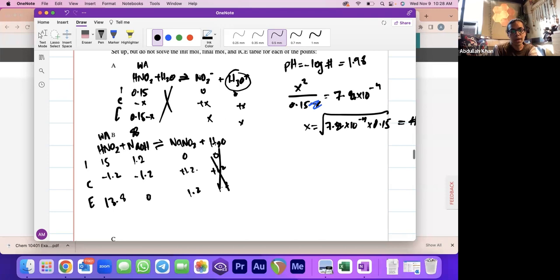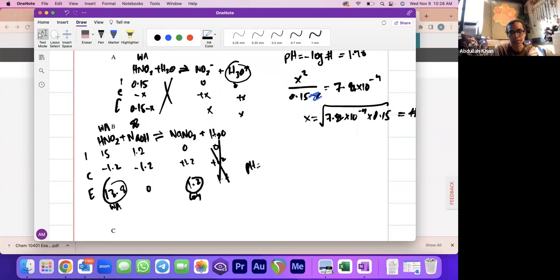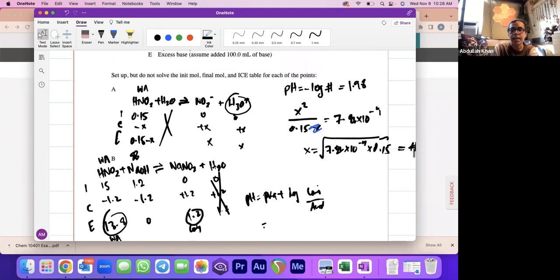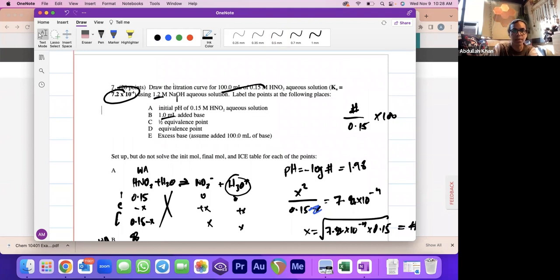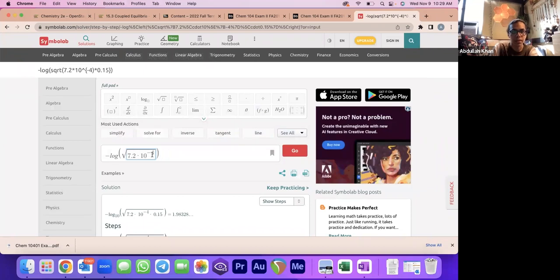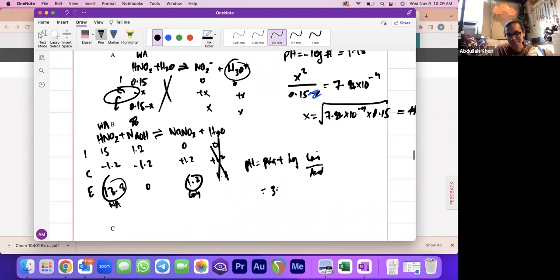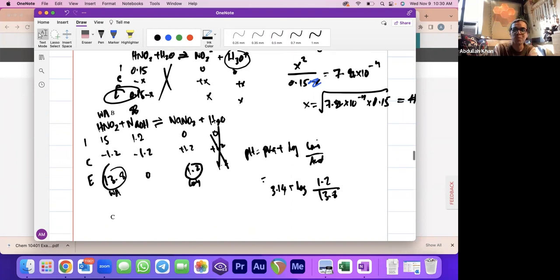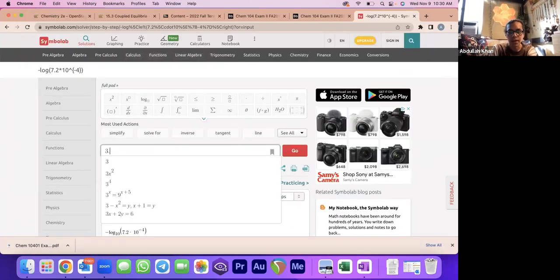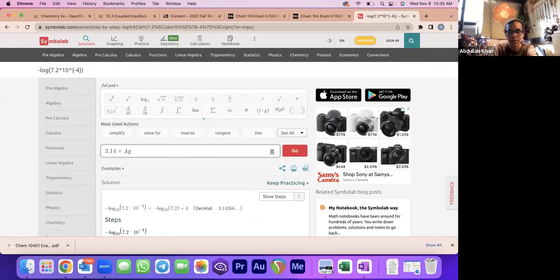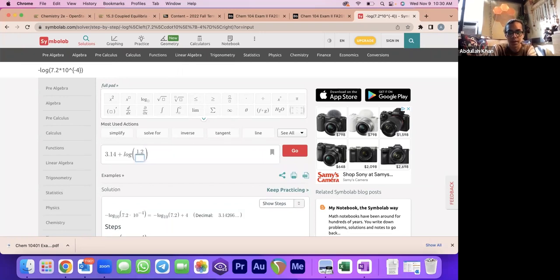Water, don't care. What do I have surviving at the end? I have a weak species, I have its conjugate, i.e. salt, and I have none of the strong. This is a buffered mixture. Henderson-Hasselbalch: pH equals pKa plus log conjugate divided by acid. pKa, what's the negative log of this guy? Let's figure that out. Negative log of just that, and no square root. 3.14. Plus log millimoles of the conjugate, 1.2, over millimoles of acid, 13.8. So 3.14 plus log of 1.2 divided by 13.8.